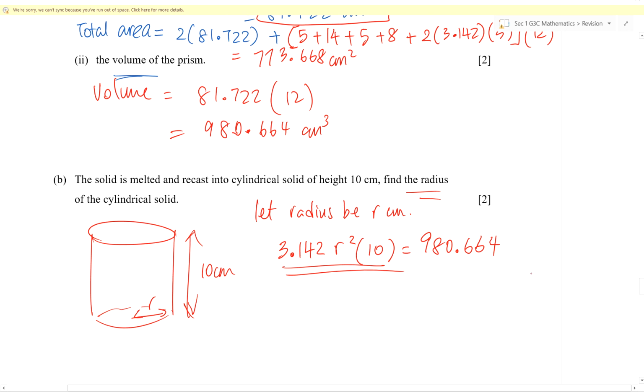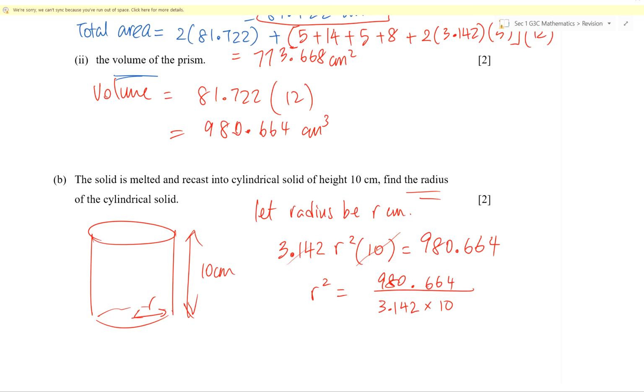Once I can write down this, I'm going to use my algebra. Something times r squared, this pi times r squared times 10 is this. I want to make r squared the subject. In other words, I want to remove 3.142. I want to remove 10 by dividing. Right? It is algebra. You are just dividing. r squared is going to be 980.664 divided by 3.142, and we're going to divide by 10. Now I put multiply by 10 over here because it is 3.142 times 10. The whole thing divided. Okay, you can separate this step if you want to.